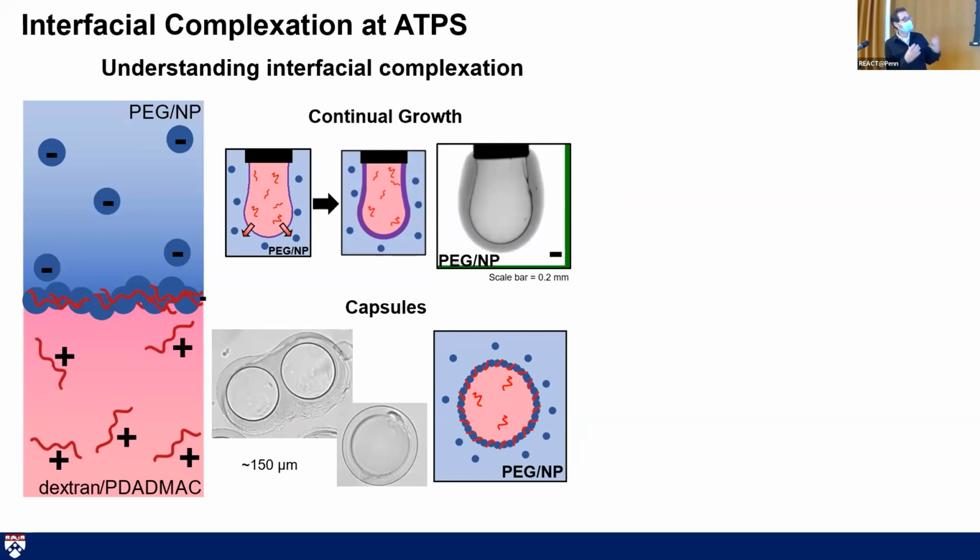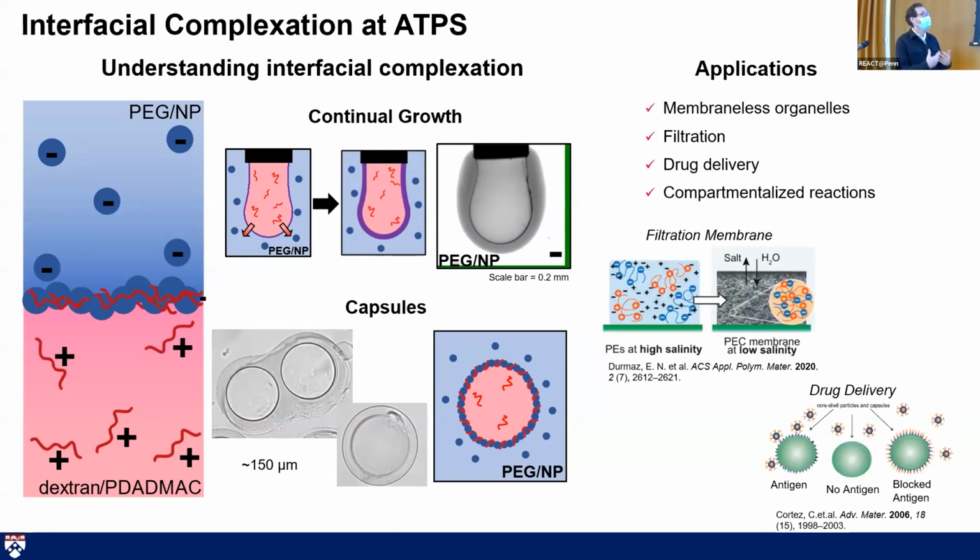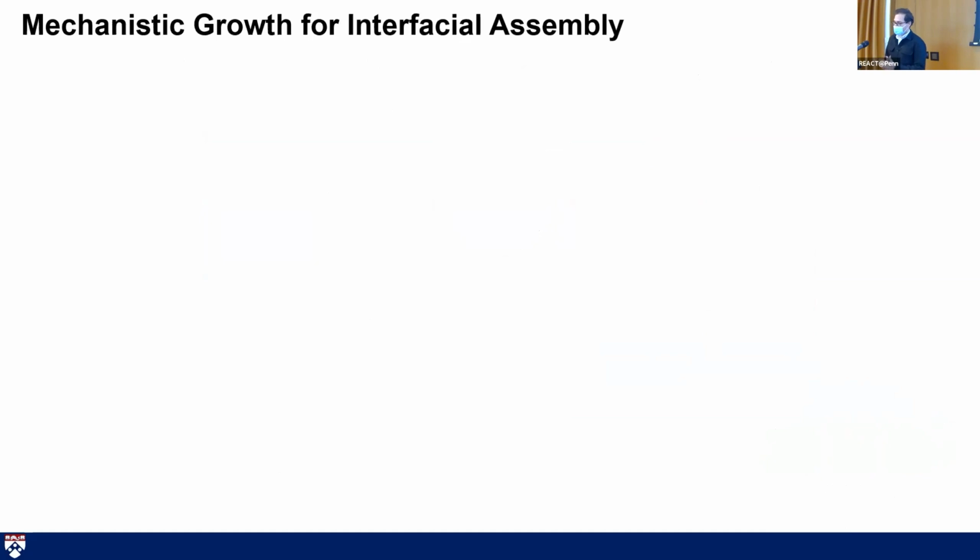Now, systems like this are extremely popular in literature, and that's basically because they have a very wide spectrum of applications that span from filtration membranes to membraneless organelles. So even though this is really well studied and it's a hot topic currently in literature, there's not much work pertaining to the mechanism of assembly for these membranes. That's basically where I come in, right? I want to answer: how are these membranes assembling?